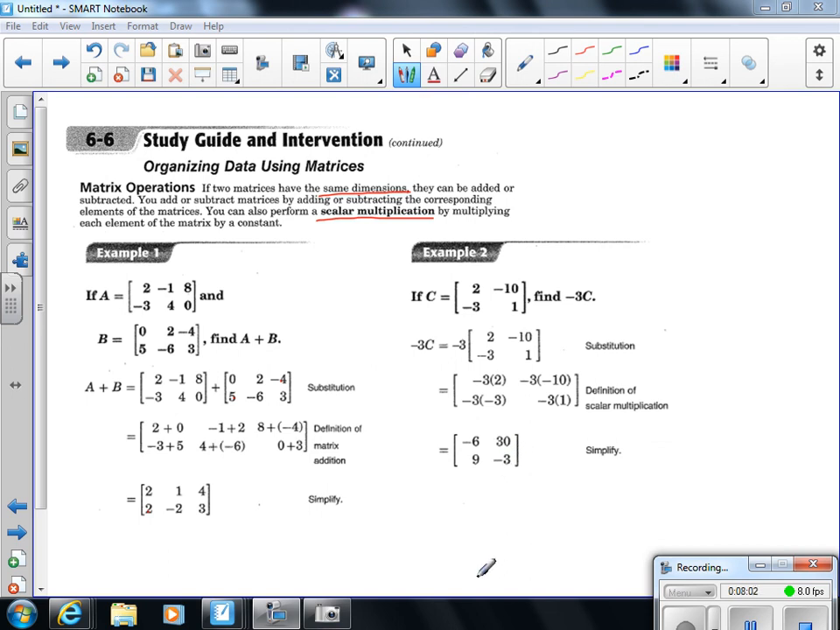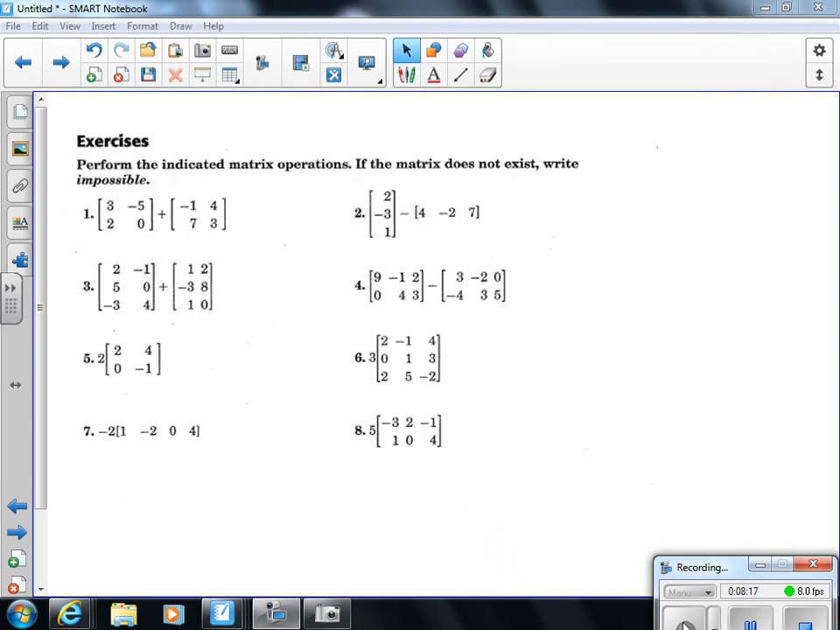That's it. Now, the only way that you cannot work them is if they don't have the same dimension. For instance, if I have a 1 by 4 being subtracted from a 2 by 2, you can't do that. Okay, it will not work. Okay, let's see if we can perform the indicated operations on these matrices. It says, if the matrix does not exist, write impossible.